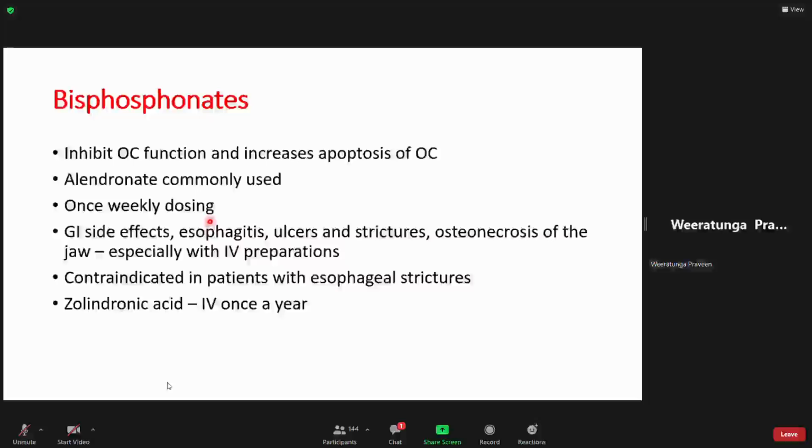Now the problem with alendronate is that it causes a lot of gastroesophageal problems, gastric irritation, esophageal irritation. And a very rare side effect, but important side effect, is osteonecrosis of the jaw, right? And it is common with IV preparations actually.